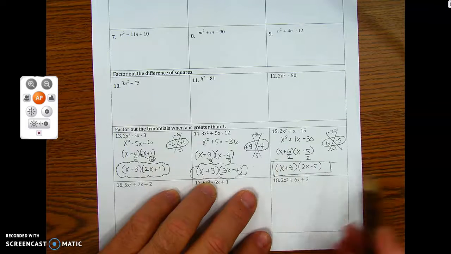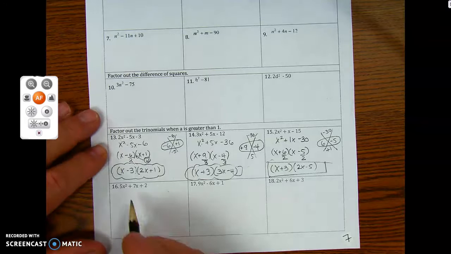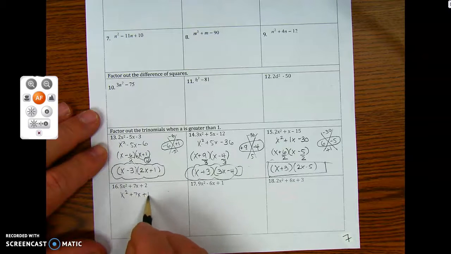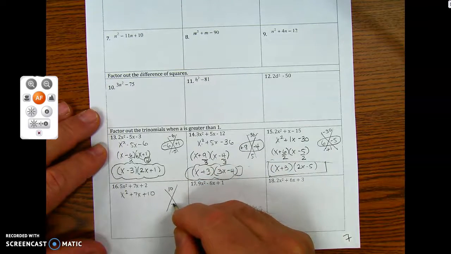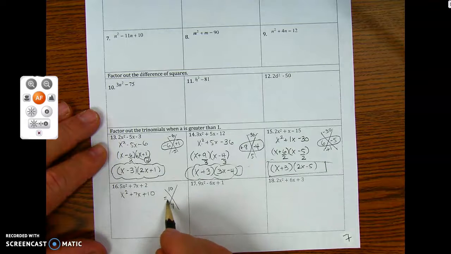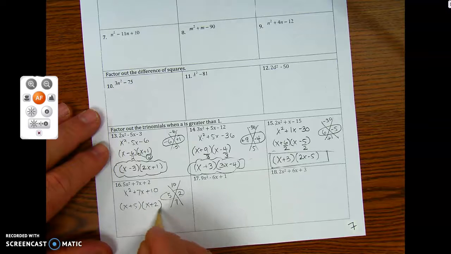I'm going to start doing boxes instead. Looks cleaner. All right. X squared plus 7x plus 10. 10 and 7. Magic numbers will be 5 and 2. X plus 5 times x plus 2. Divide by 5. X plus 1 times 5x plus 2.